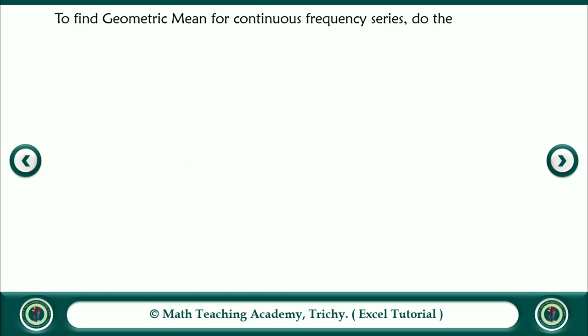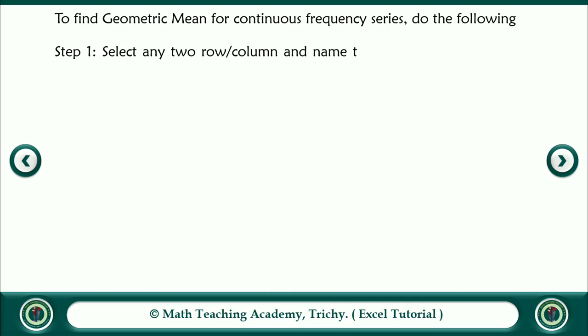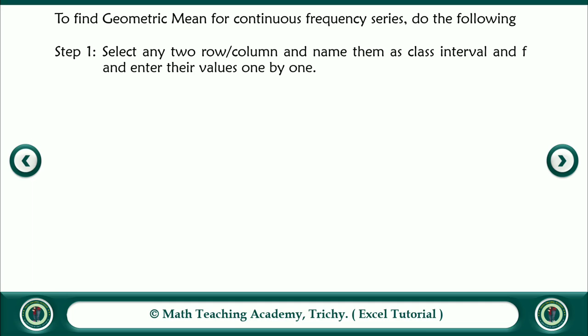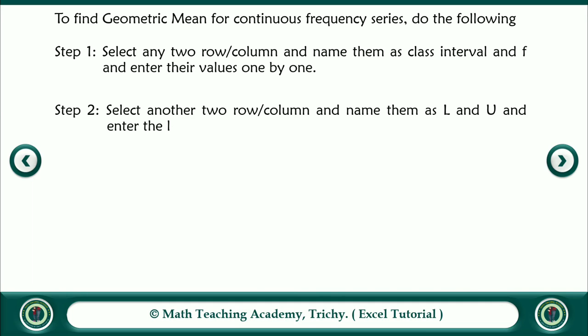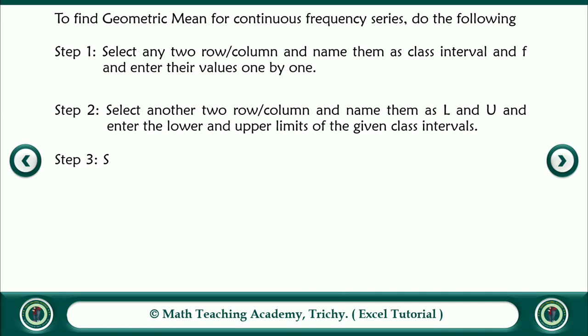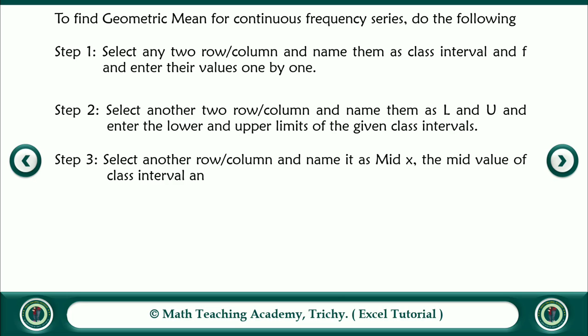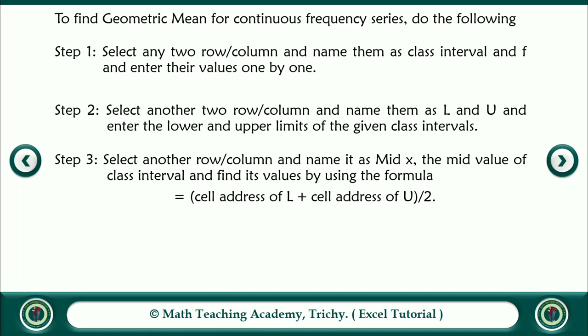To find the geometric mean for continuous series, do the following steps. Step 1, select any two row or column and name them as class interval and f and enter their values one by one. Step 2, select another two row or column and name them as L and U and enter the lower and upper limit of the given class intervals. Step 3, select another row or column and name it as mid x. Then find the mid value of the class interval by using the formula equal to cell address of L plus cell address of U divided by 2.